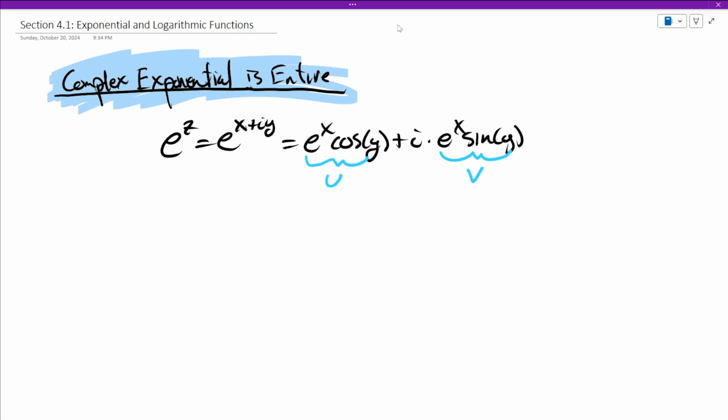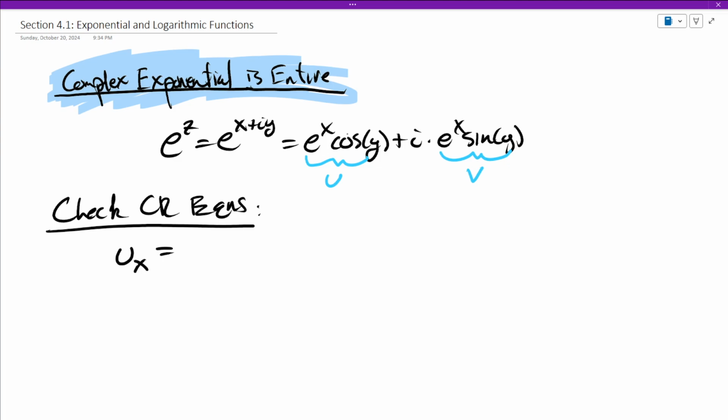And the claim is this is entire, so it's analytic on all of z, or holomorphic on all of z. And so let's check that. So let's check the Cauchy-Riemann equations. All right, so ux is the derivative of this guy with respect to x. We're just going to get e to the x cosine y. And uy is supposed to be the derivative with respect to y. We're going to get e to the x times the derivative of cosine, which is negative sine.